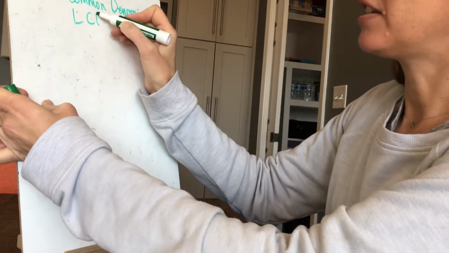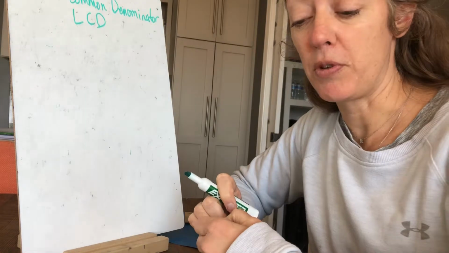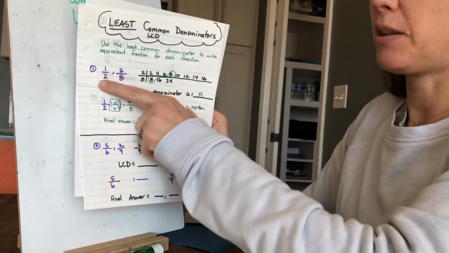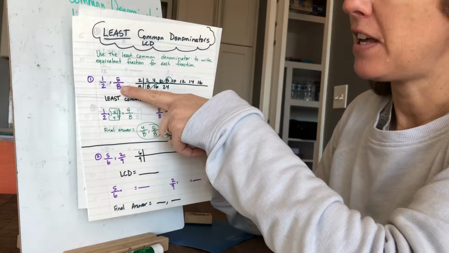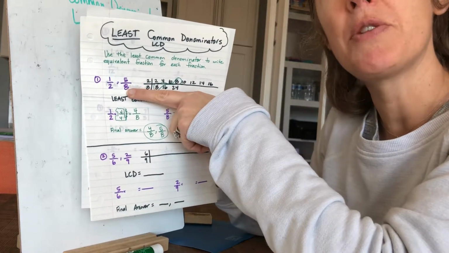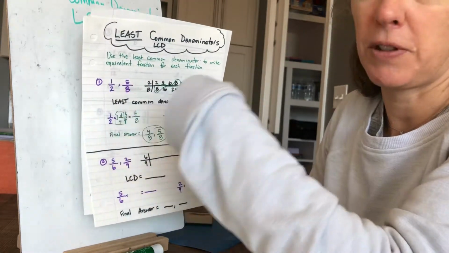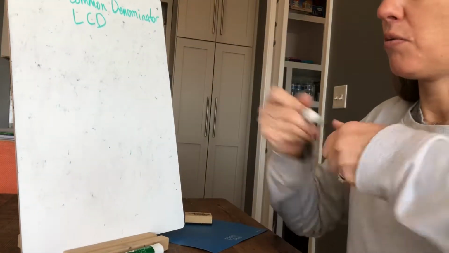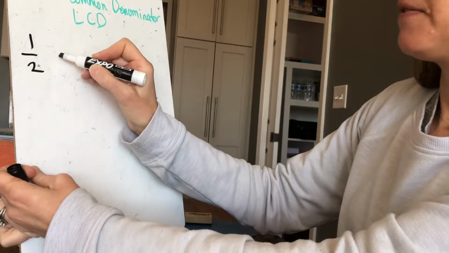Also known as LCD. Also known as least common multiple. So if you look at your paper that you should have in front of you right now, we're going to look at the first problem, 1/2 and 5/8. We're going to look at those two fractions and put them into common denominators using equivalent fractions, okay? So let's look at 1/2 and we're going to look at 5/8.